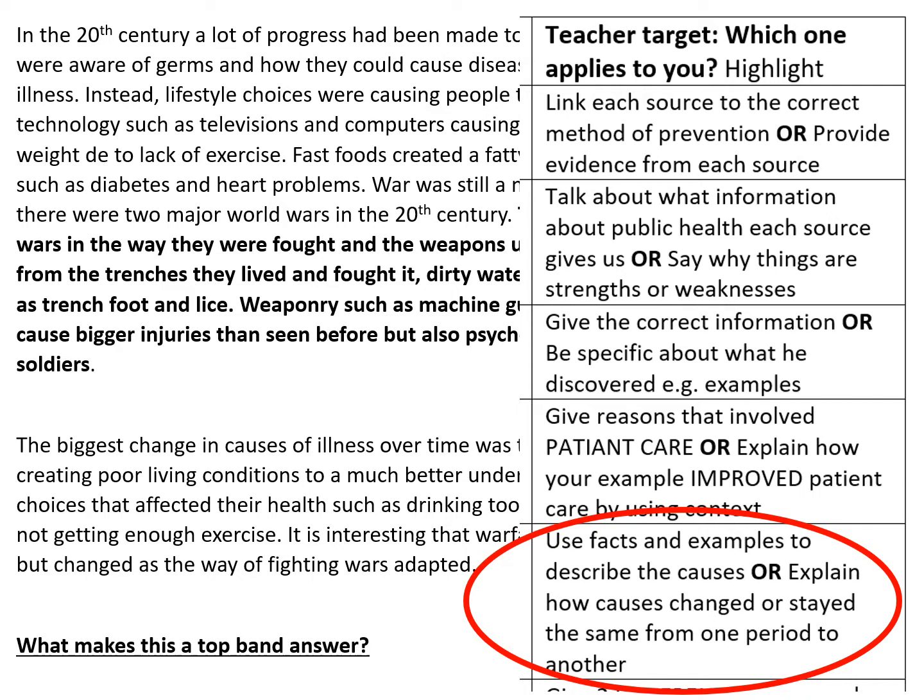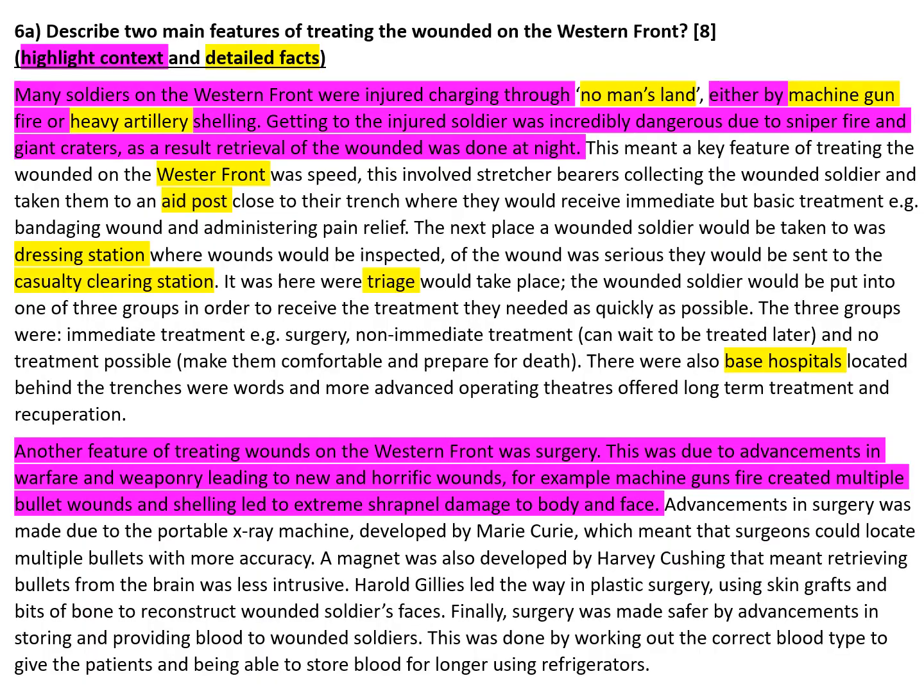We've only got 2 more to go. Okay, question 6A, like I said, is a describe 2 ways of treating the wounded on the Western Front. So think about World War I. They've been really nice to you here. The magic number is 2, but they've just said it there. It's the same as a describe question. You're doing the same 5 things. It's just it's worth 8 marks this time.